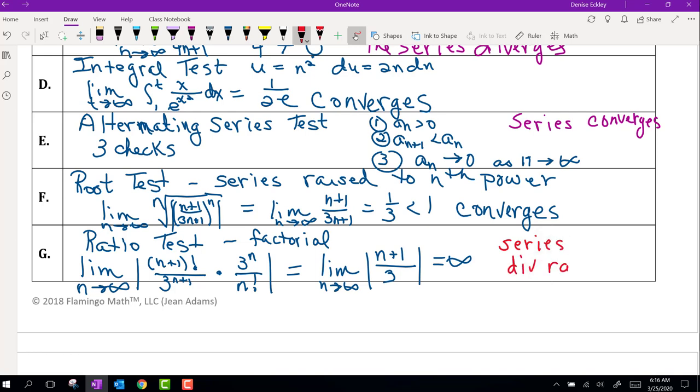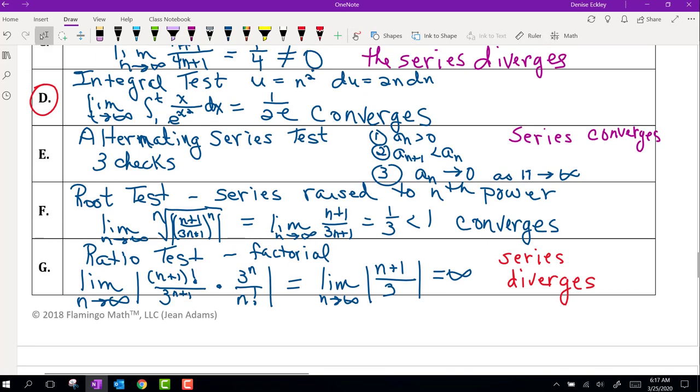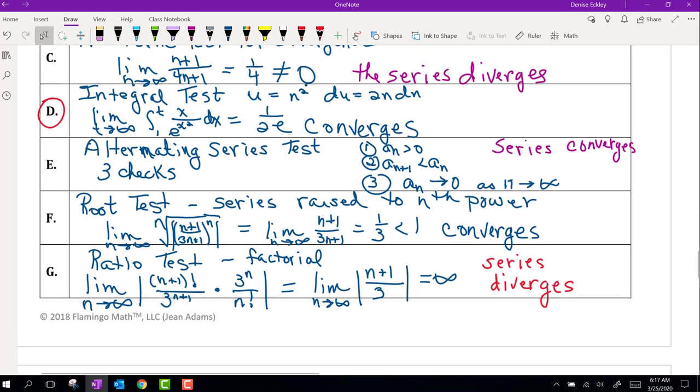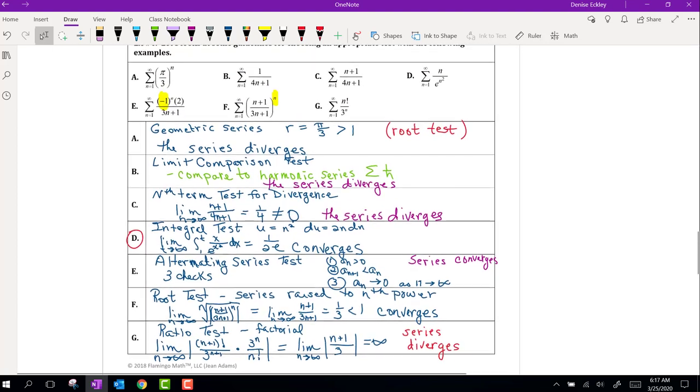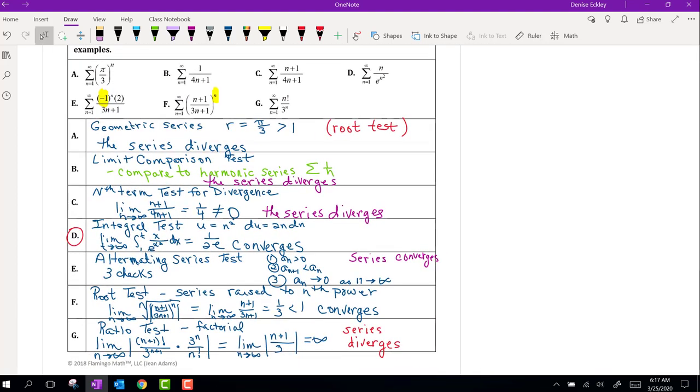So you can see that if you pick the right test, that the test doesn't take that much effort. The one that takes the most effort, I think, is the integral test, especially because you have more complicated series, so that's why you end up using that test. So that's a good little chart to go by with some different types of series to help you figure out what test to use.